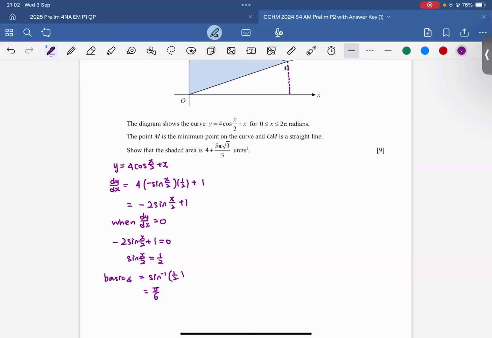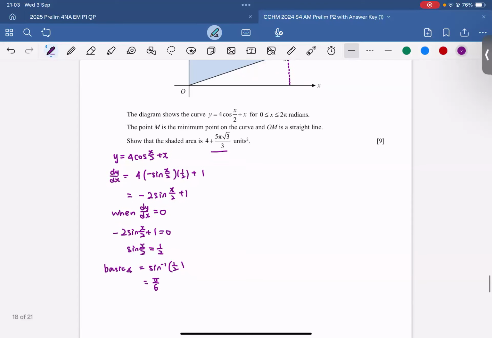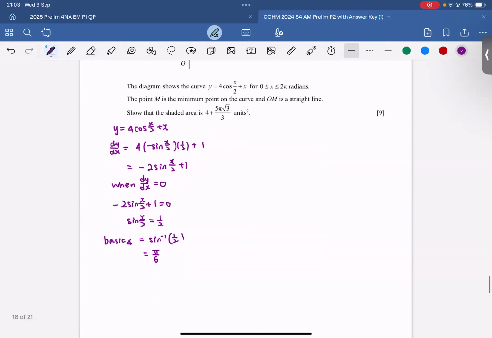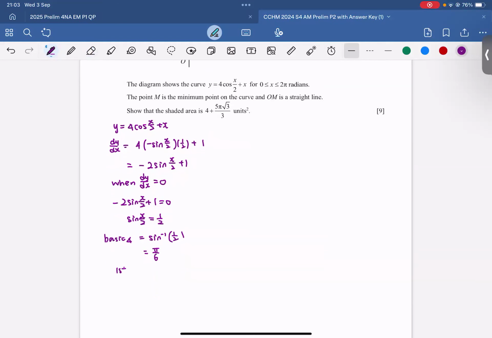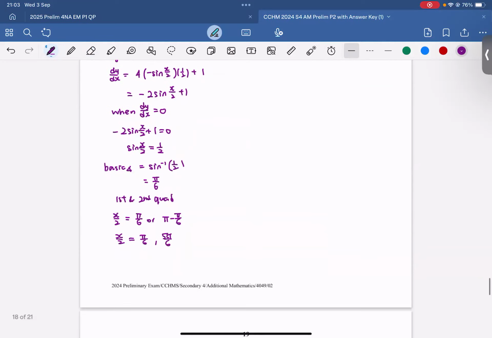And because the question wants us to leave in exact form, so you better leave in exact form. Okay, so basic angle, which quadrant? First and second quadrant. So my x over 2 will be equal to first quadrant, pi over 6. Second quadrant will be pi minus pi over 6. So x over 2 equals pi over 6 or 5 pi over 6. We do not need more answers. So you must see the graph. Maybe we need more answers, but in this case, we don't need.